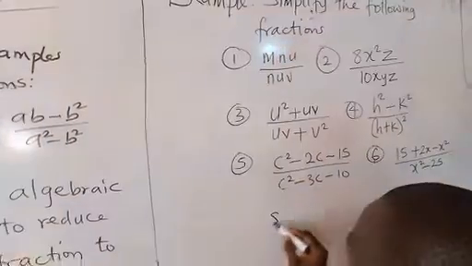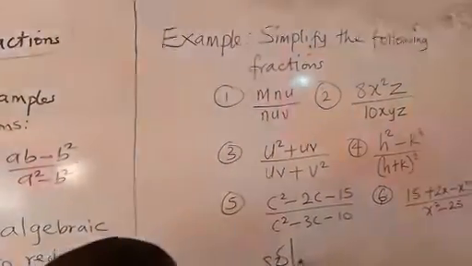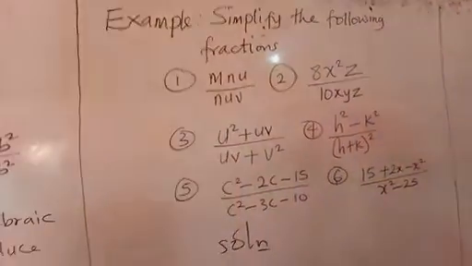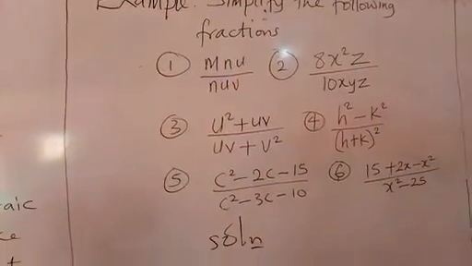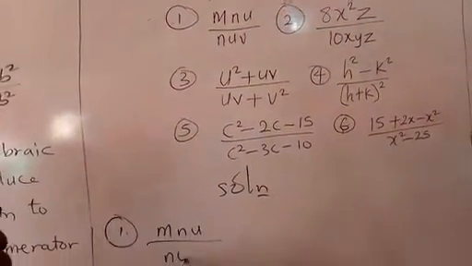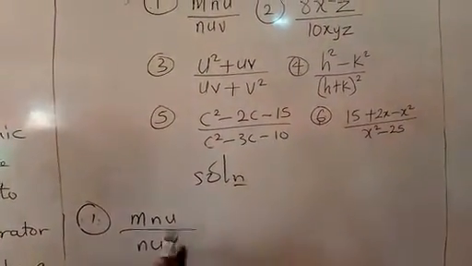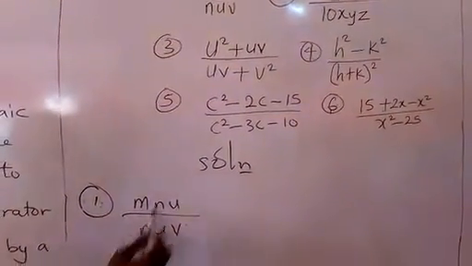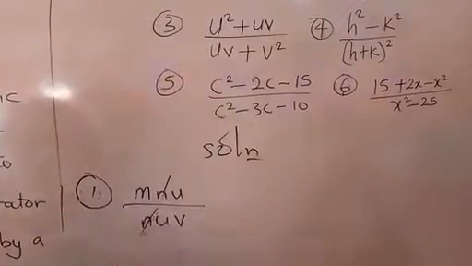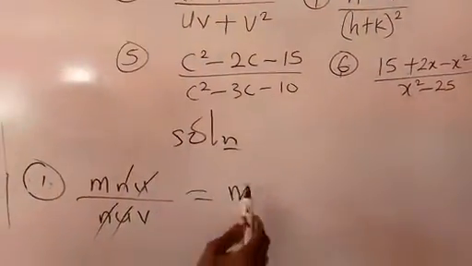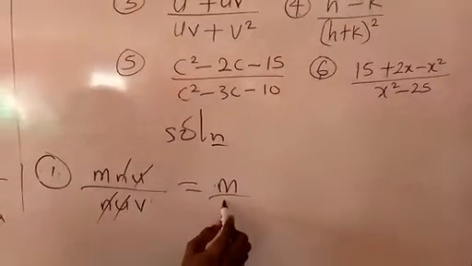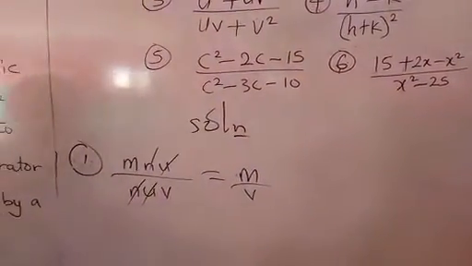Let us go straight to the solution. Number one, we have nu all over nuv. What is common here? n is common, and u is common. Now, what do we have? We have n all over v. That will become our final answer.